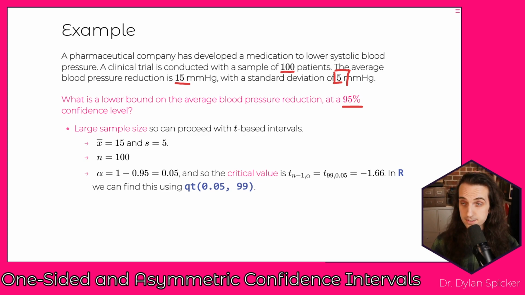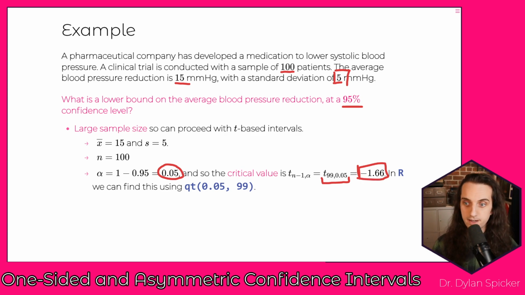And remember, the critical value in this case is going to be an alpha critical value. We don't need to divide by 2. And so we want the t critical value with n minus 1 degrees of freedom, so t99, but at the 0.05, which is what our alpha was actually found to be. And this is negative 1.66, okay?